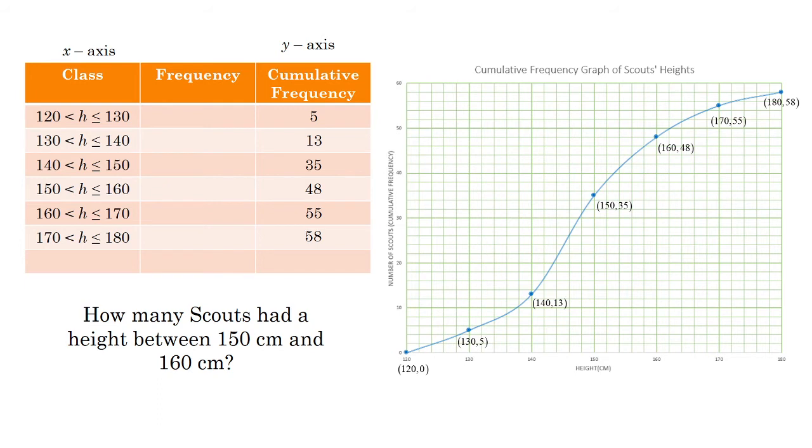All right, now let's talk about reading the graph. When you're reading the graph, a lot of the time you don't have the frequencies, you just have the graph. So what if you were asked, how many of these scouts that were measured, there are 58 of them total, were between 150 and 160 centimeters tall? Well, up to 150 there were 35. Up to 150 centimeters tall, there were 35 people that were 150 or shorter. There are 48 people that are 160 or shorter. So if you want the people taller than 150 but shorter than 160, that would be the difference of 48 and 35. Do you see? 13 people. That's all you got to do.